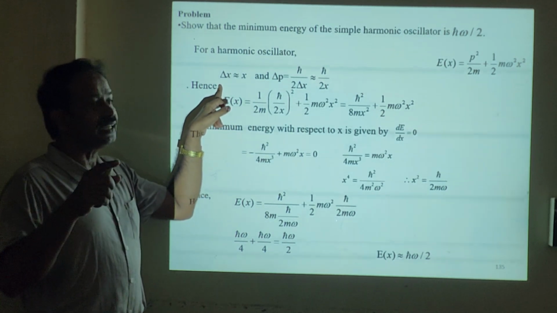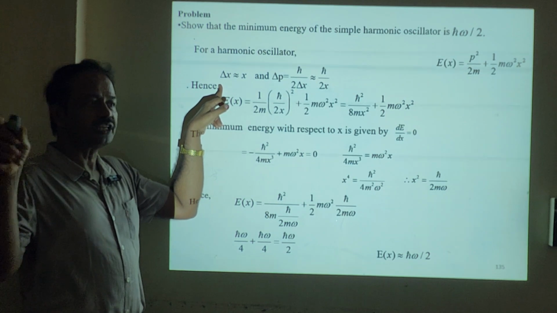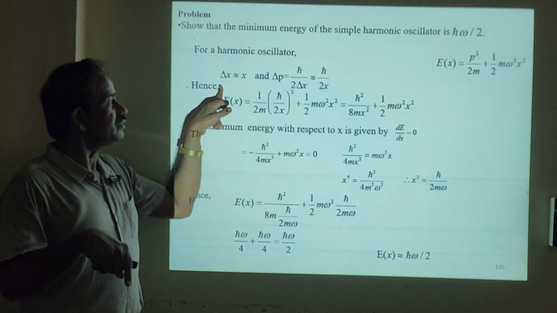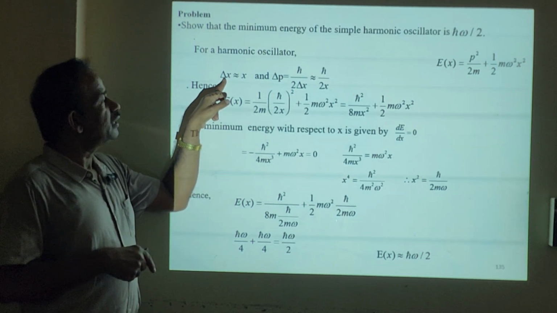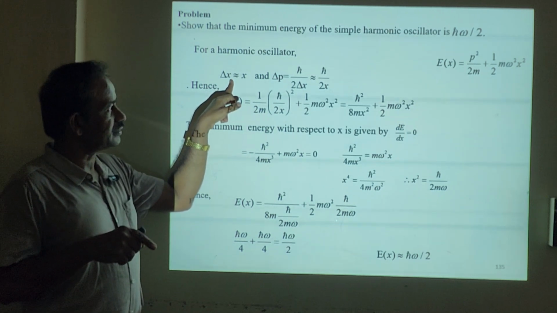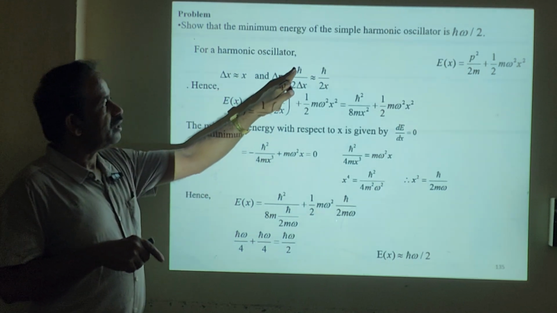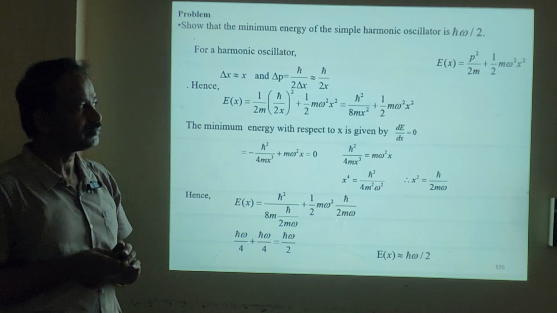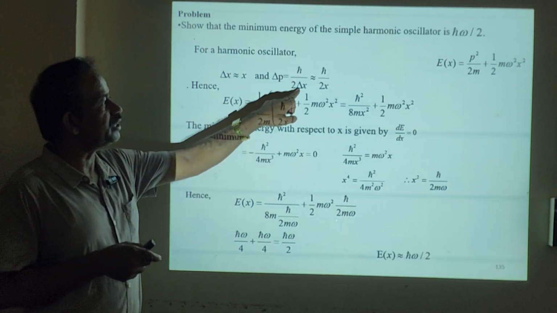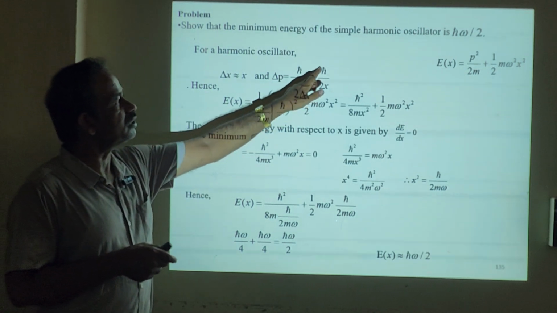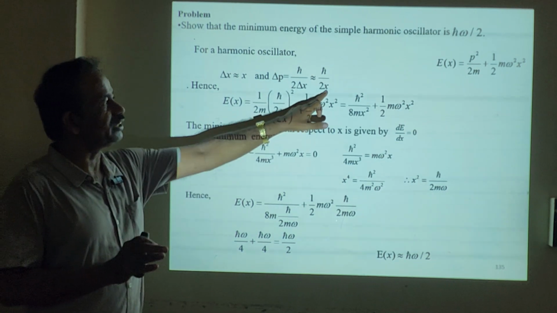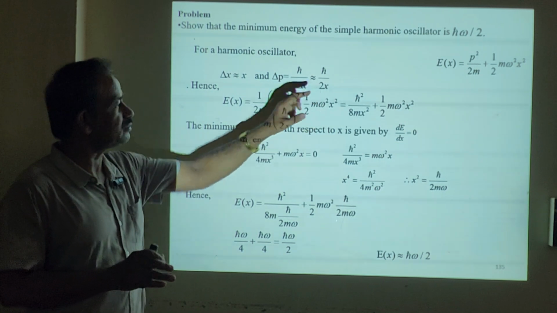We already know that del x del p is greater than or equal to h bar by 2. For simplicity, we will assume that del x is approximately equal to x. Then del p equals h bar divided by 2 del x, so approximately equal to h bar divided by 2x.